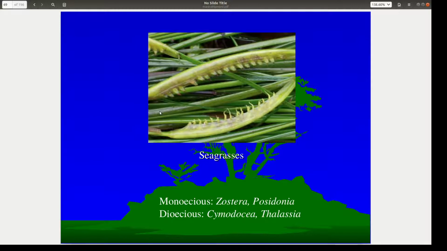All right, in all species, there are two different types of flowers. There are male flowers and female flowers. And so in a monoecious species, those two flowers occur in the same individual. In dioecious species, those two flower types occur in different individuals. So you have different male and female individuals separate from each other.